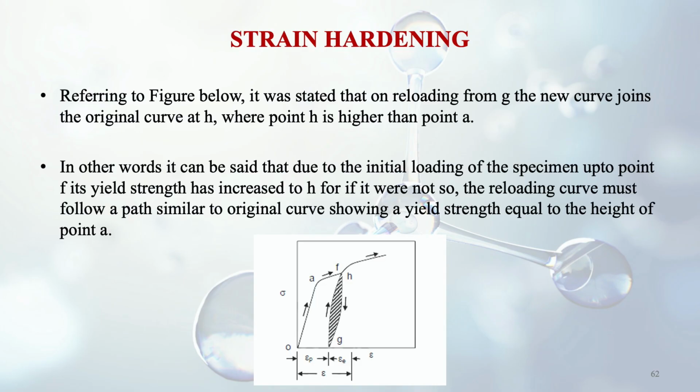What is strain hardening? Let's refer to the figure which is given here. It is showing the strain hardening. It was stated that on reloading from G, the new curve joins the original curve at H, where point H is higher than point A. So we are going beyond the point A. Earlier it was at A, the yield point. Now it is going beyond that. In other words, due to the initial loading of the specimen up to point F, its yield strength has increased to H, and if it were not so, then the reloading curve must have followed a path similar to the original curve, showing a yield strength equal to the height of point A.